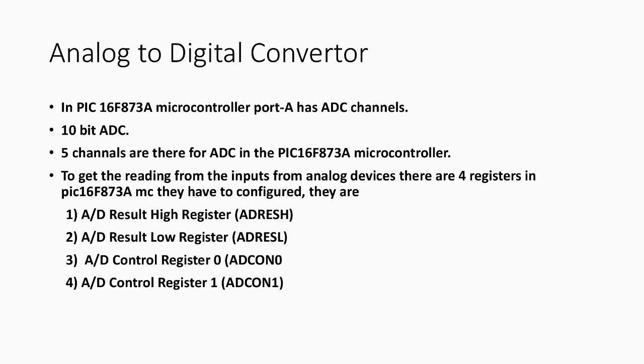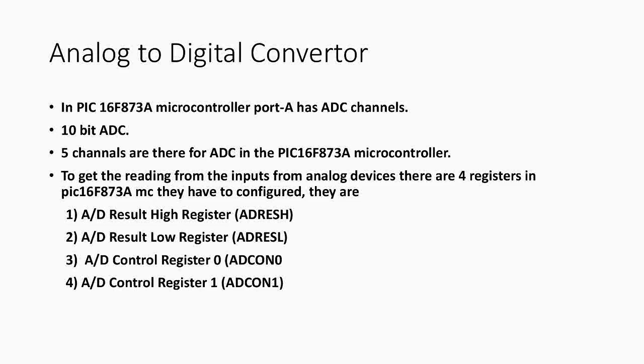For the ADC there are some registers which we have to configure first: the analog to digital result high register, the analog to digital result low register, analog to digital control register 0, and analog to digital control register 1. We have to configure these four registers.